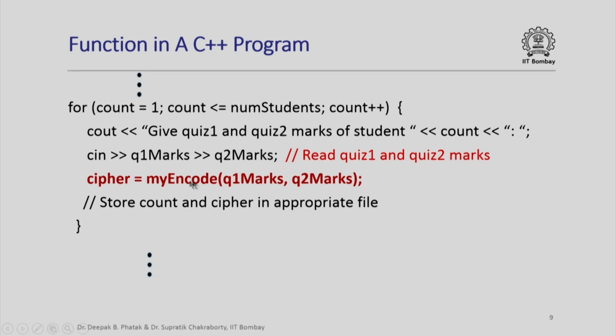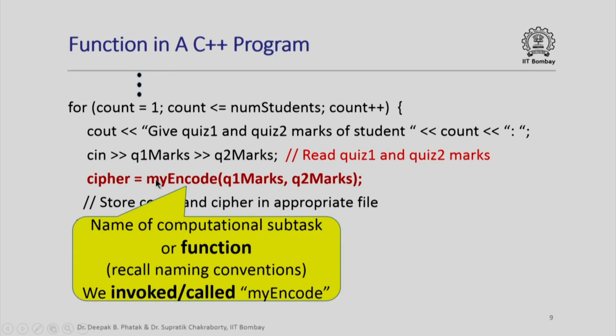We could say my encode as a function which is fed q1 marks and q2 marks as inputs. It returns a value which I can then store in the variable called cipher. So note here, my encode is the name of the computational subtask I have just formed. Such computational subtasks are also called functions, and if you recall our earlier lecture on naming conventions, the same naming conventions as for variables apply also to names of functions.